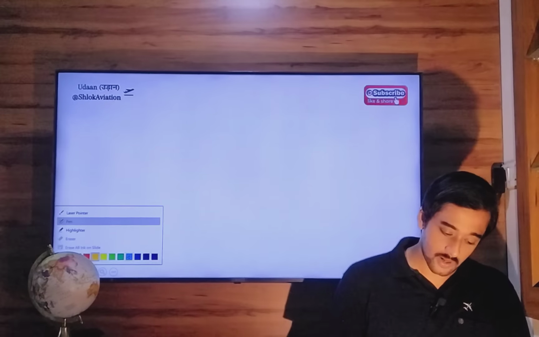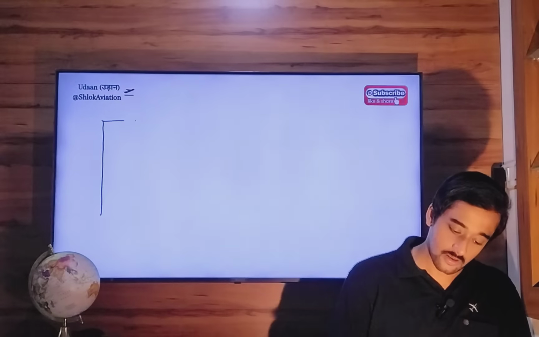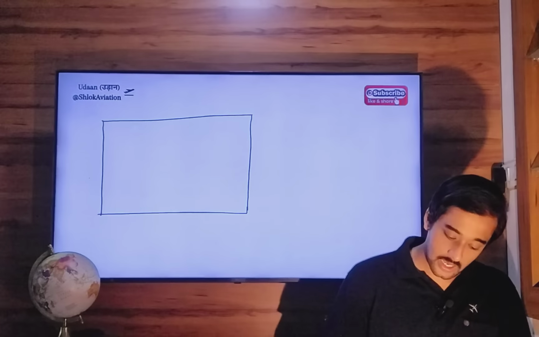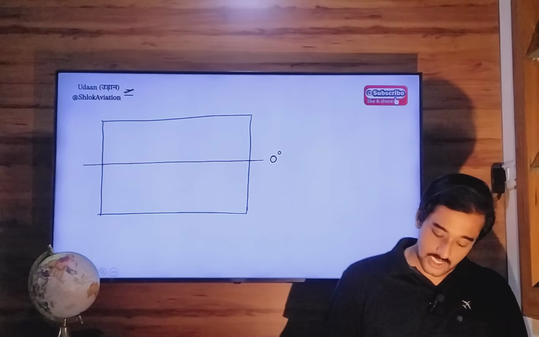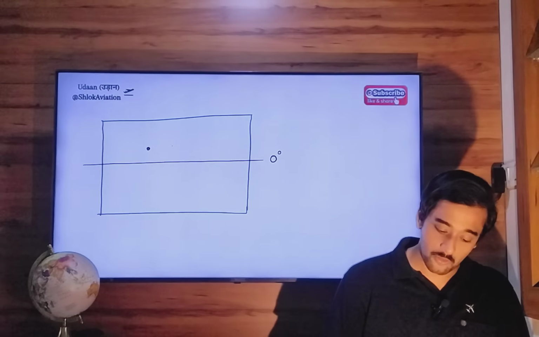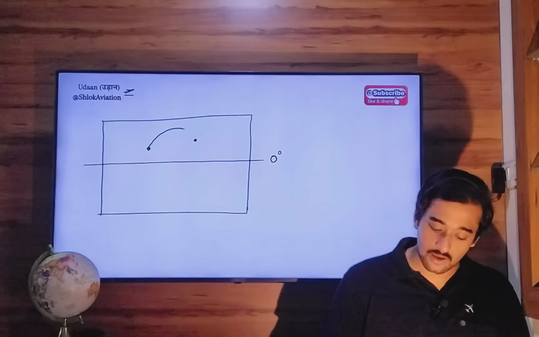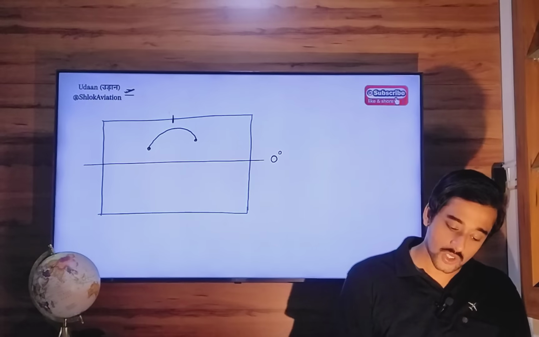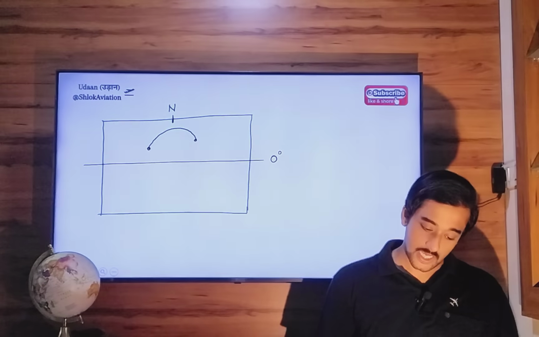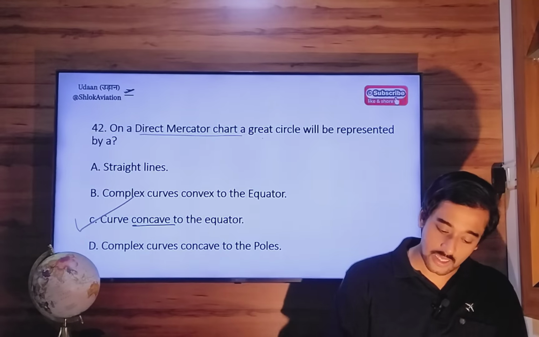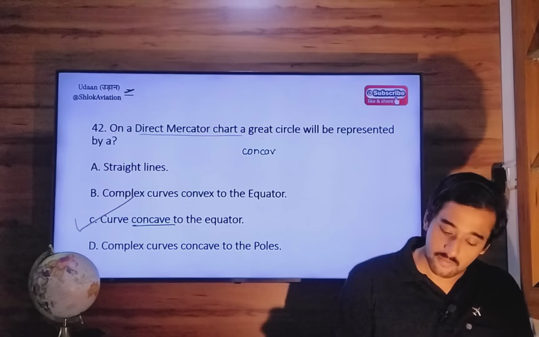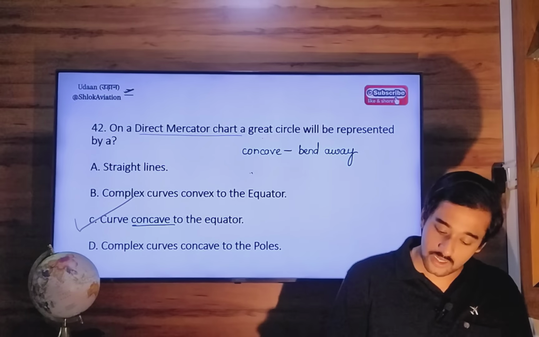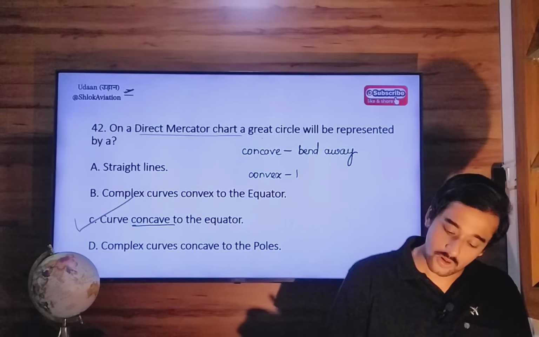So let's say this is your Mercator projection, and this is your equator, 0 degree. Your great circle between 2 points will bend away from this equator, or towards the nearest pole, which is the North Pole. So we say a curve concave to the equator. Concave means to bend away. Convex means bend towards.